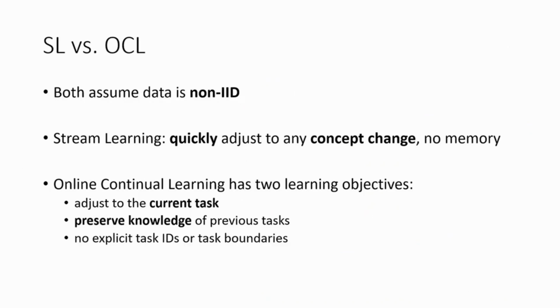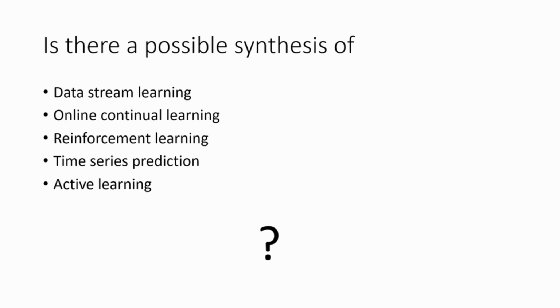So both kind of have the same problem that they address, but they have different purposes. Stream learning just wants to be good now, on what we have now. Online continual learning wants to be good now and for the past. And there are different methods, and I think there's quite a bit of potential overlap. So what we're looking at is maybe having a generic framework that can capture various different things around streaming data, which then will also include reinforcement learning, time series prediction, and active learning. And that's it. Thank you.